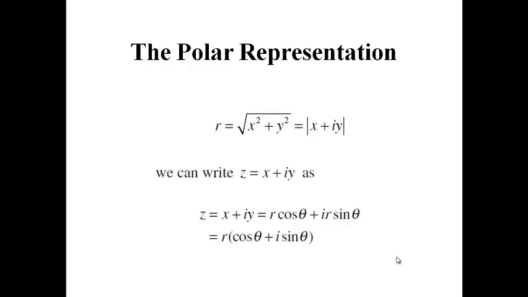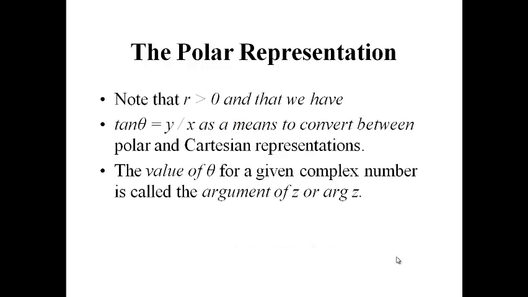That is, z is nothing but x plus iy. So substitute x equal to r cos theta, y equal to r sin theta. We get the polar form of a complex variable, that is z equal to r into cos theta plus i sin theta.